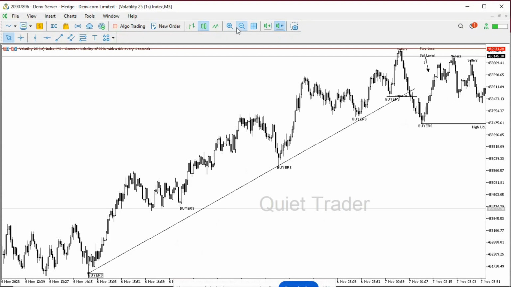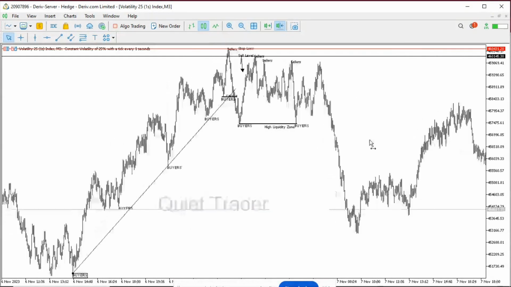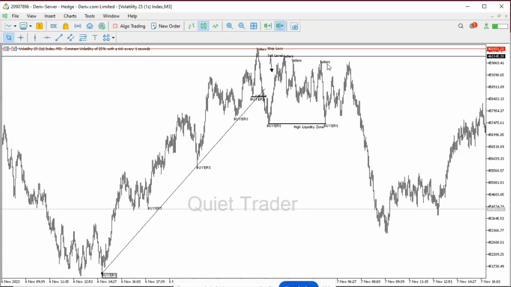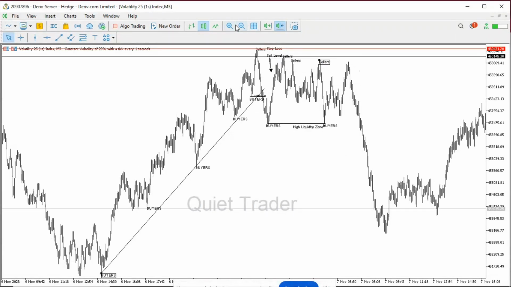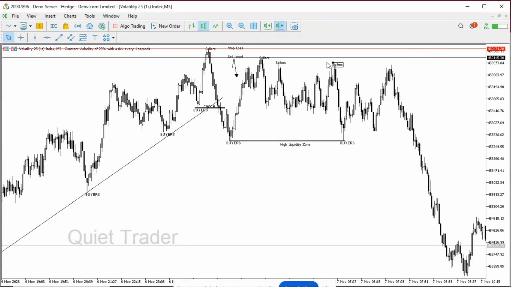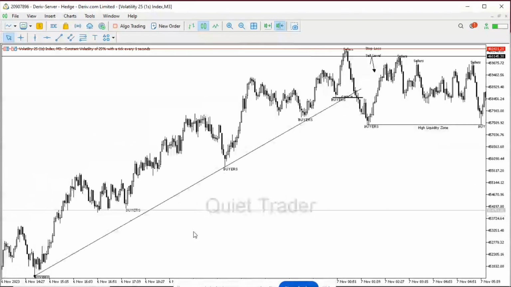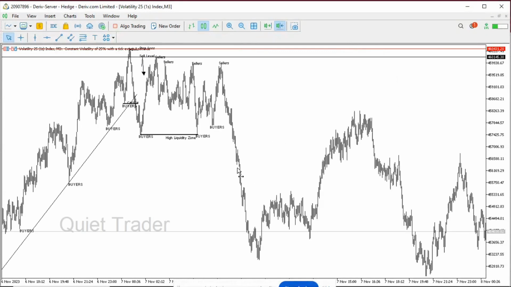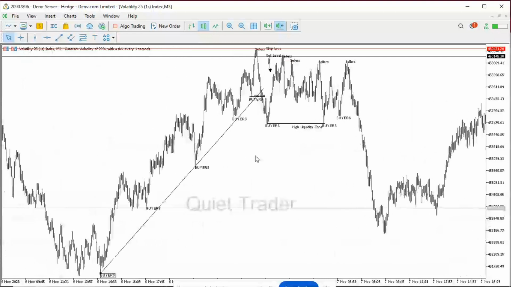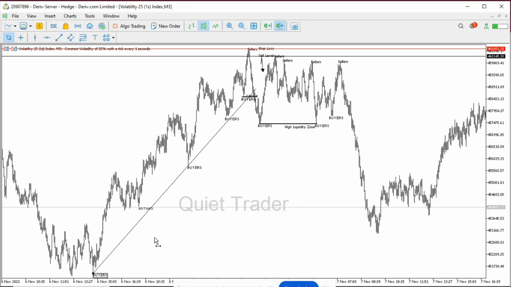Now let me zoom out and show you what happened. You see that sellers entered here and even more sellers here. And we saw buyers being taken out. For sure there were more buyers here. They were taken out. All these buyers and all these buyers, which means we have now collected all the liquidity for buyers.